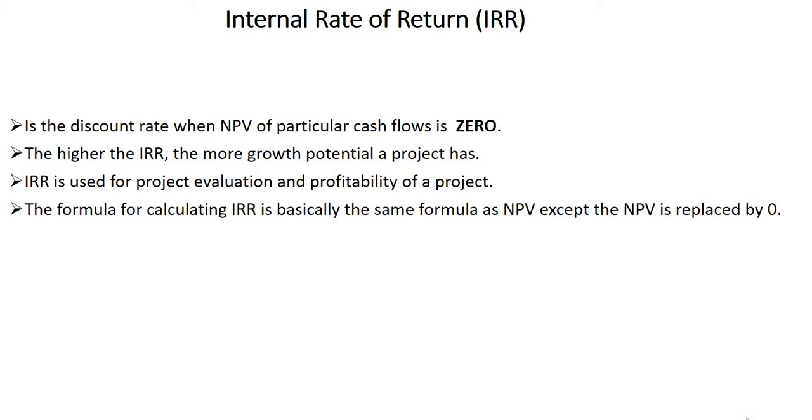So IRR is essentially a discount rate where NPV of particular cash flows is zero. The higher the IRR, the more growth potential a project has. And IRR is used for project evaluation and profitability of a project. The formula for IRR is essentially the same as NPV, except that you replace NPV with zero because you are calculating the discount rate where NPV of particular cash flows is zero.